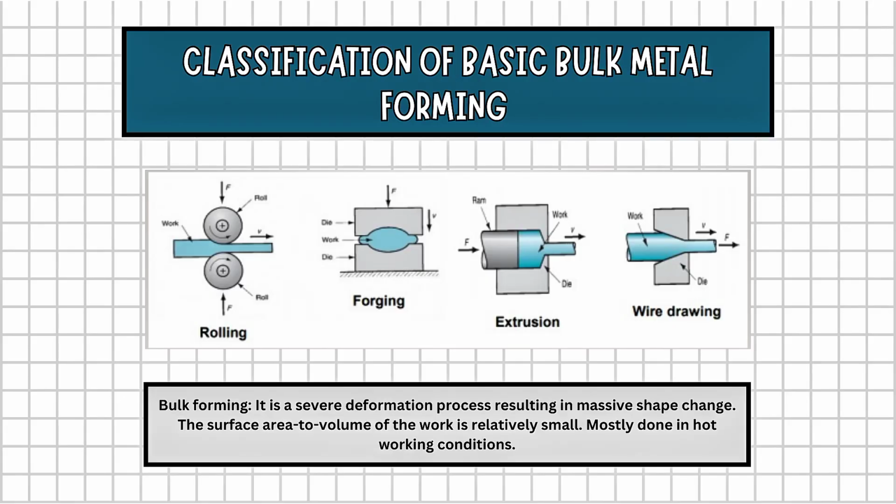Classification of basic bulk metal forming. Bulk forming is a severe deformation process resulting in massive shape change. The surface area to volume ratio of the work is relatively small, and it is mostly done in hot working conditions. So basically, it involves severe plastic deformation to change the shape of metals, and it is usually done under hot working conditions where metals have low surface area to volume ratios. The main goal of bulk forming is to produce large shape changes while improving mechanical properties like strength and toughness.